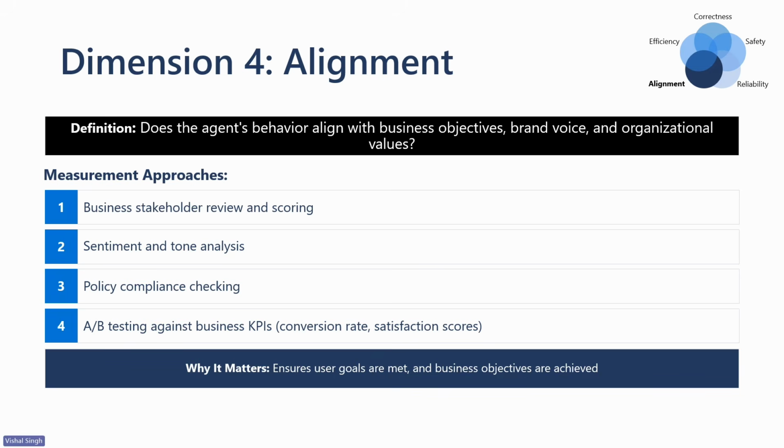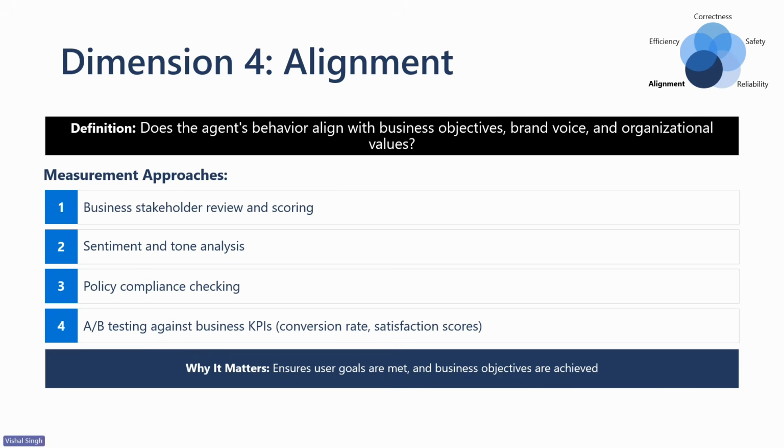A business stakeholder would review and score the responses provided by the agent. There has to be sentiment and tone analysis to ensure that the sentiment is suitably maintained, policy compliance checks, and of course A/B testing to ensure that the business KPIs are satisfactorily met. It's also important to understand why this is of so much relevance. This would ensure that the user goals are met and the business objectives are appropriately reflected. At the same time, it should ensure that the company's and the organization's policies are well reflected in the customer market.